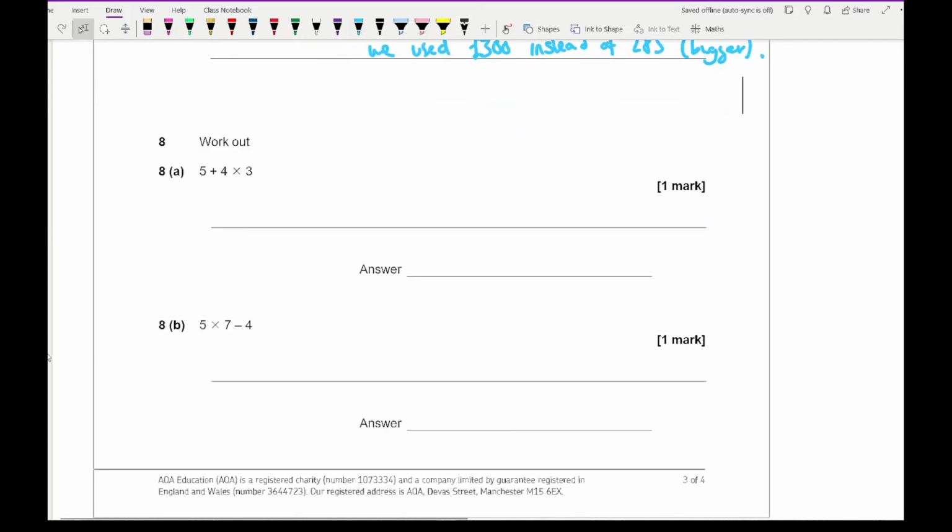Question 8 then says work out, and we just have to use BIDMAS to work this out. So what comes first, multiplying or adding? Multiplying does. So this is going to be 5 plus 4 times 3, which is 12, which gives us an answer of 17. Then for B, we want to do the 5 times 7 first. So that then gives us 35 minus 4, which gives us an answer of 31.